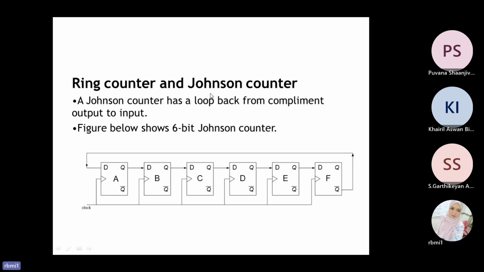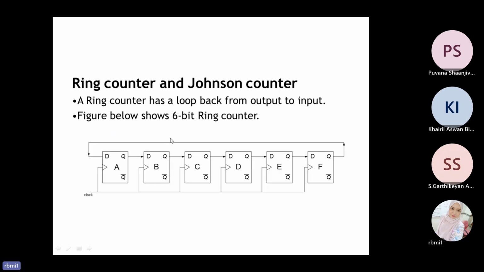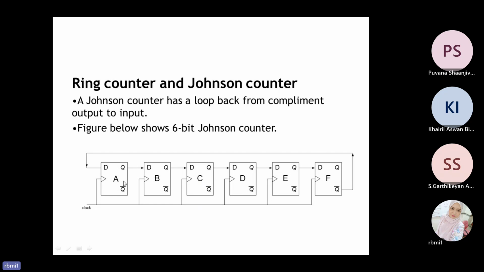Okay, let's see for Johnson counter. Can you guys see what's the difference between ring counter and Johnson counter? Okay, this is also 6 bit and this one also 6 bit, with the flip-flops. But for Johnson, the output we take from Q bar. Also, we inject into the first flip-flop here. Johnson counter is also known as twisted ring counter. Why? Because we twist here. That is the difference.